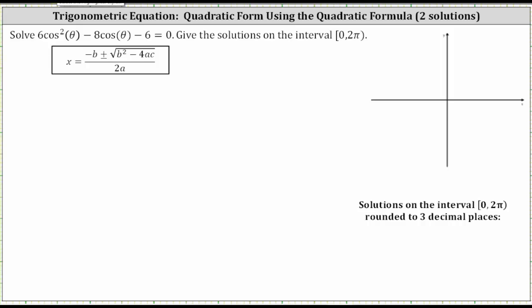We're asked to solve a trigonometric equation in quadratic form and give the solutions on the interval from 0 to 2 pi, where the interval is closed on 0 and open on 2 pi. We're also asked to give the final solutions rendered to 3 decimal places.